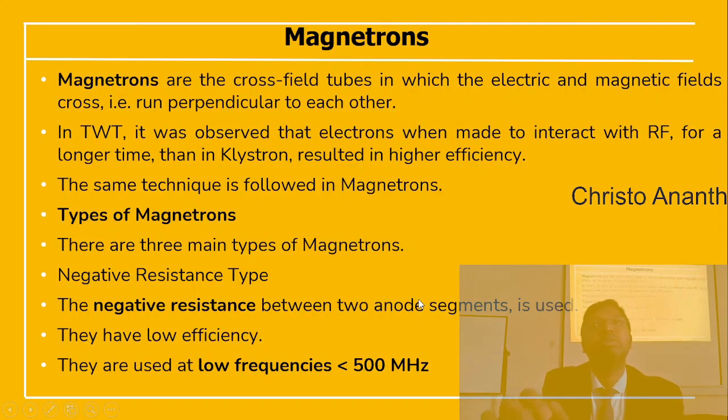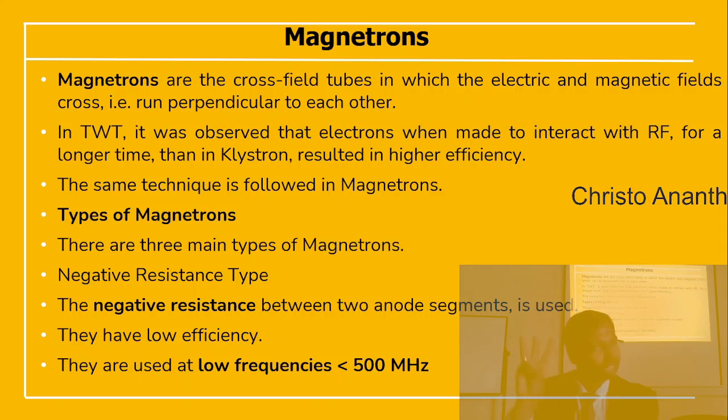Okay, so we'll go on with magnetrons. Magnetrons are cross field tubes where you utilize the electric field and magnetic field, and both of them cross, which means that they run perpendicular to each other. In the traveling wave tube, you can observe that when the electrons interact with the RF for a longer time than in the klystron, you get higher efficiency. The same technique is followed in magnetrons.